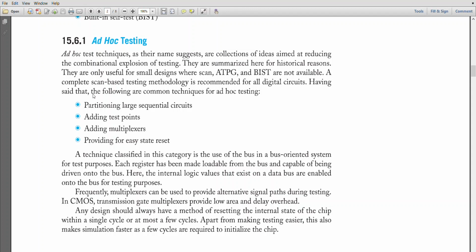Having said that, the following are commonly used techniques for ad hoc testing: partitioning larger sequential circuits, adding test points, adding multiplexers, providing for easy state reset. So these are the things that come under ad hoc testing.